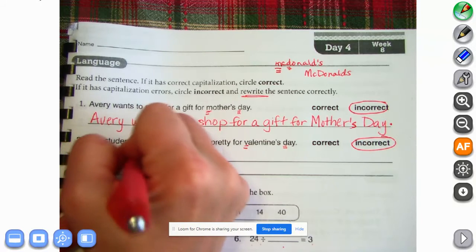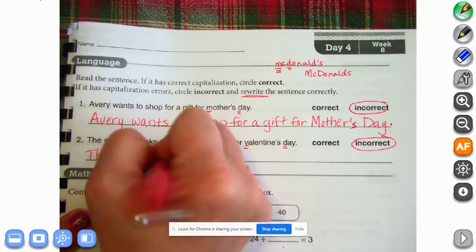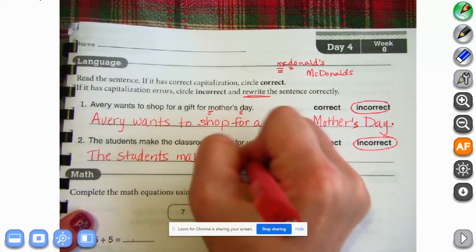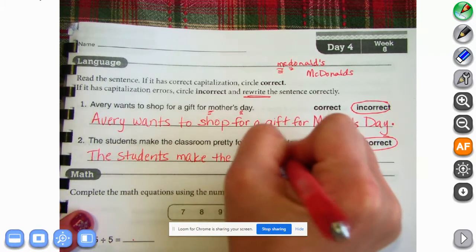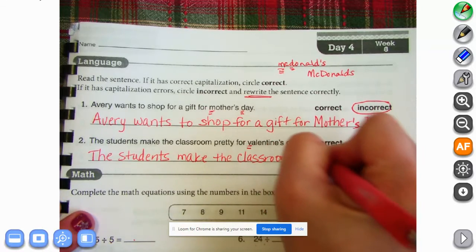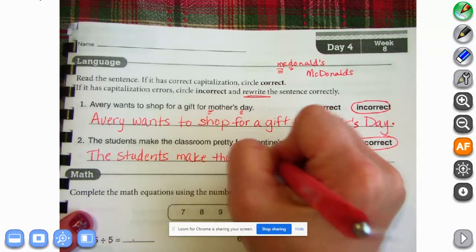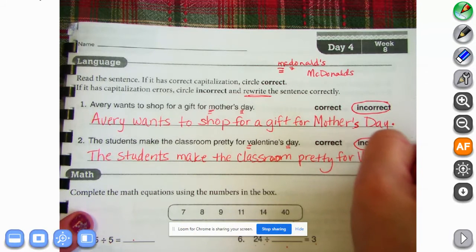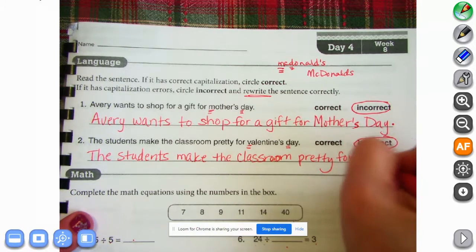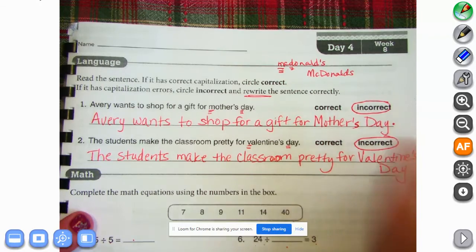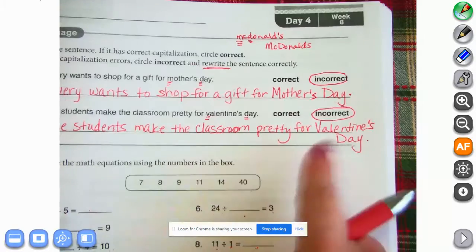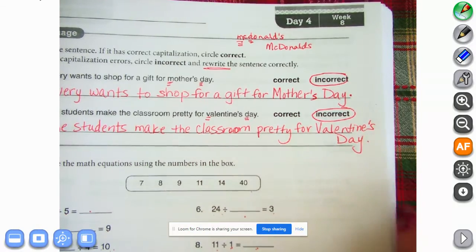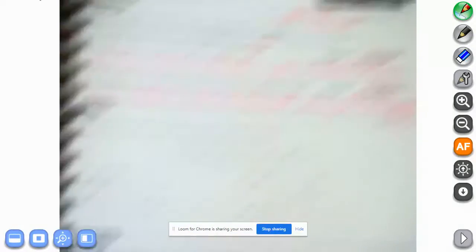The students make the classroom pretty for Valentine's Day. And below. And it's Valentine, not Valentine's. Some kids say Valentine and it's Valentine.